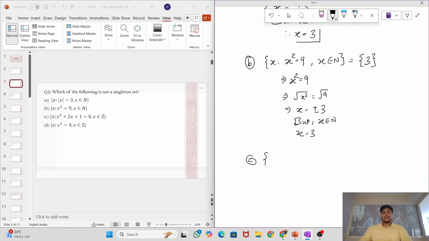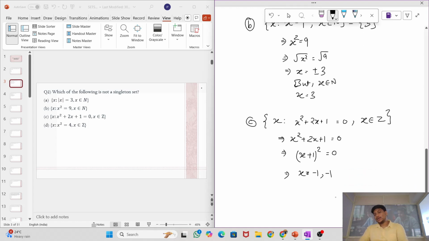Option C. Here we have x square plus 2x plus 1 is equal to 0 such that x belongs to integers. Here if we try to solve, I can write it as x plus 1 the whole square is equal to 0, and I would get x is equal to minus 1, minus 1. Now you might feel that there are two elements, but when we are talking about sets there is no repetition. So the only element present is minus 1. So option C is also a singleton set.